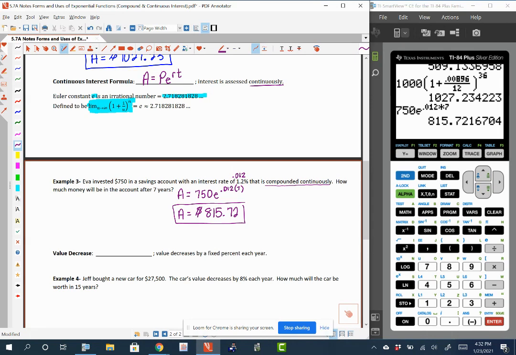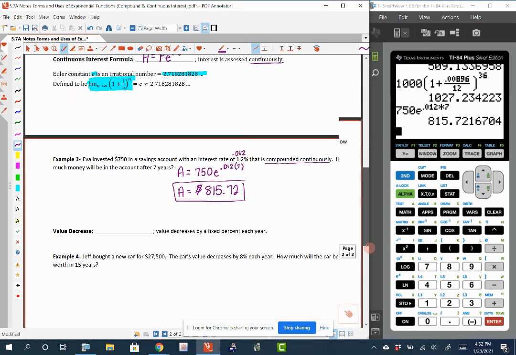Okay, not everything increases. So the last few examples, the last few formulas we've been using, it is an increase in money. But a lot of things in life decrease in value.